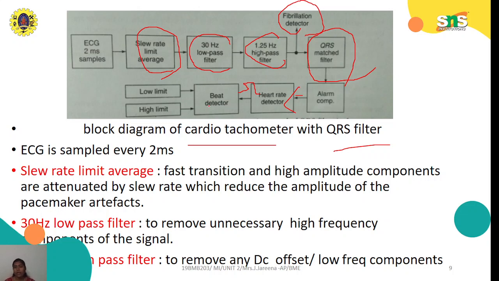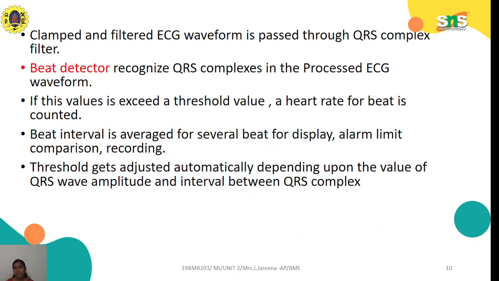And then the threshold, whatever threshold we are fixing, can be adjusted automatically depending upon the value of the QRS amplitude and the interval between QRS complexes. Yes, thank you.